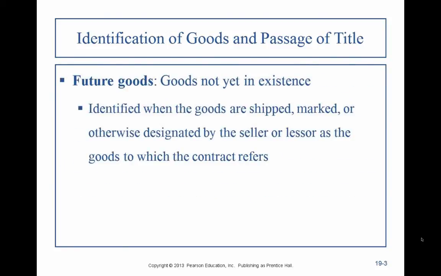Oh, and by the way, as I hinted at, there are goods that may not be in existence. There are future goods because they don't exist today. Custom-made goods are one thing. The book also gives the example of cattle farmers. If I'm going to buy livestock that hasn't even been born yet, this is a future contract. Nature will take its course, and there will be calves that are born and so forth. So again, we need to know what it is that the seller is selling and what it is that the buyer is buying.